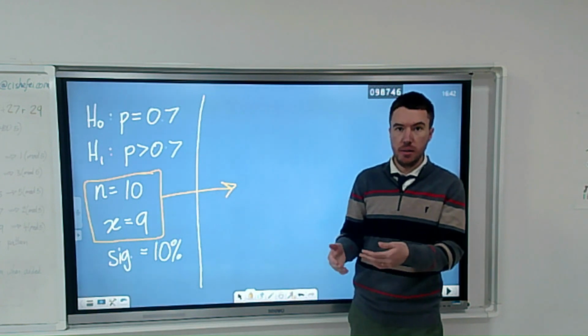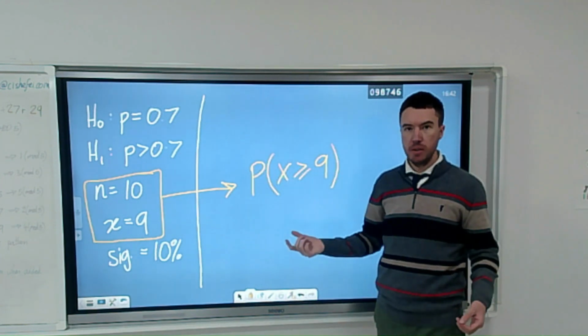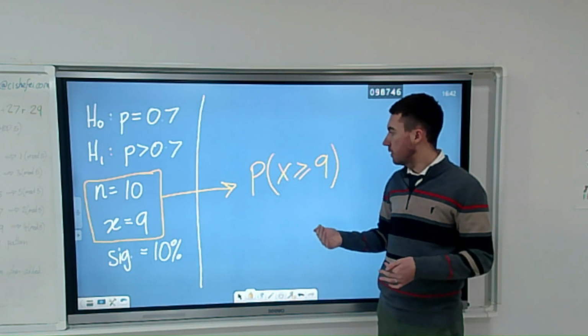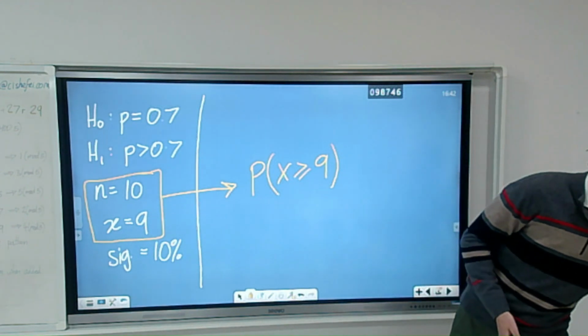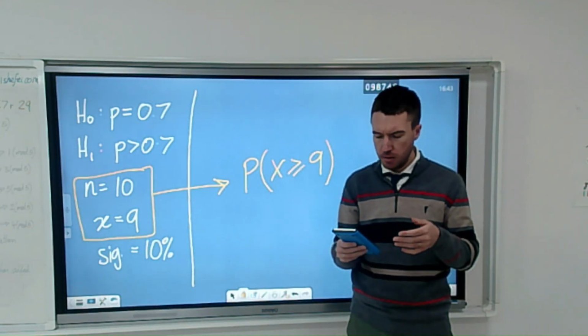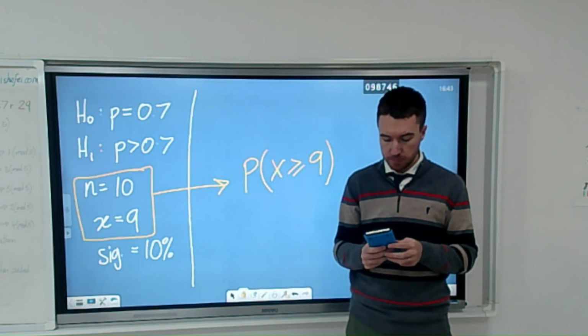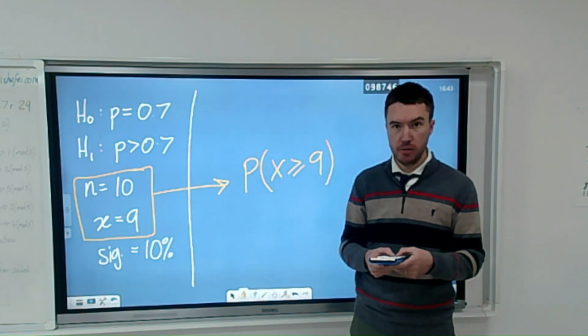So we need to use this and we'll calculate, assuming this is true, the probability that x is at least 9. For this, we'll use our calculators: scratchpad, statistics, distributions, binomial CDF, number of trials.